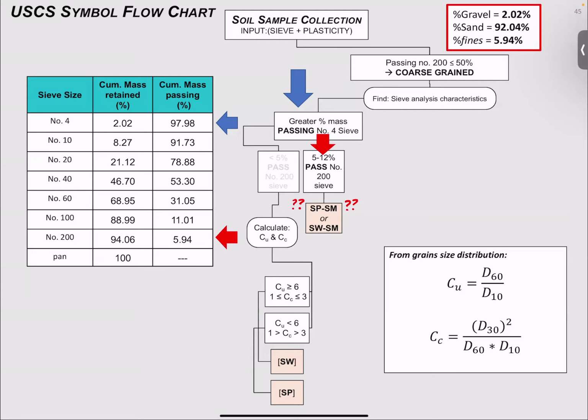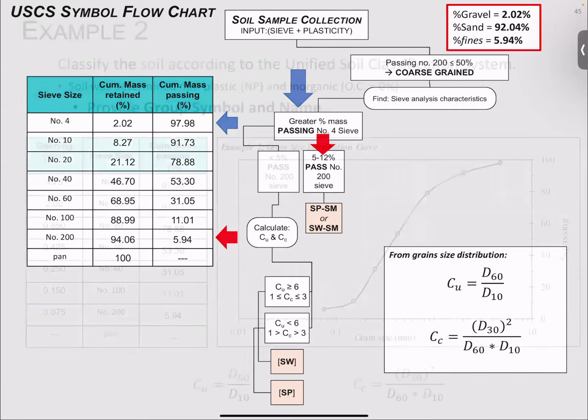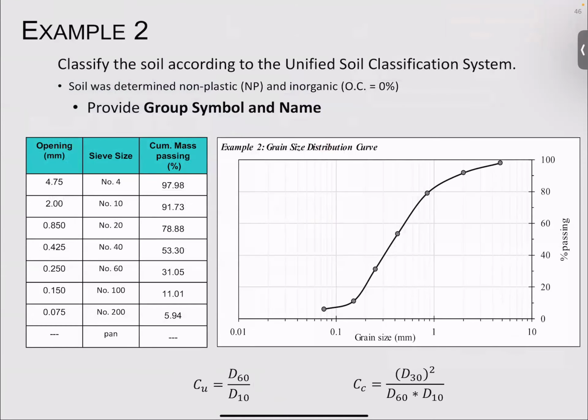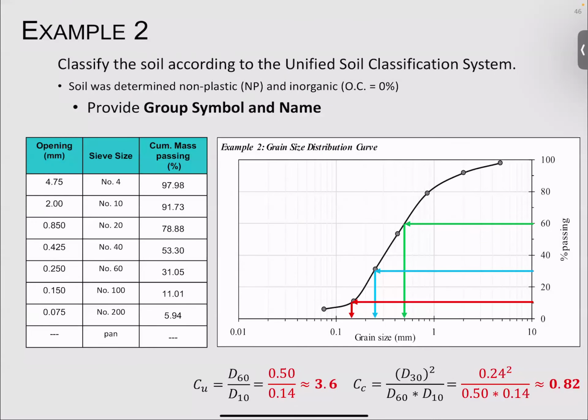So we're going to calculate our Cu and our Cc from our grain size distribution curve. You guys will get practice for this in the lab this week. We find those corresponding effective diameters, our D30, our D10, and our D60. We read those off and then we can calculate those coefficient parameters.